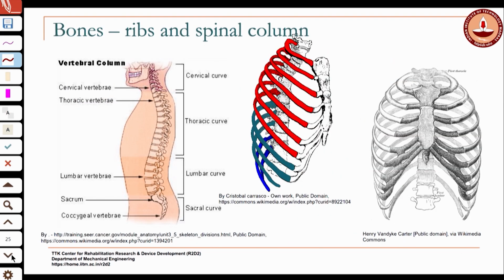If you look at the ribs and the spinal column, like I said, these are the true ribs. Then you have 5 pairs of false ribs, and then 2 of these, the blue ones, are the floating ribs. Again, these ribs are also long bones. They are considered long bones.